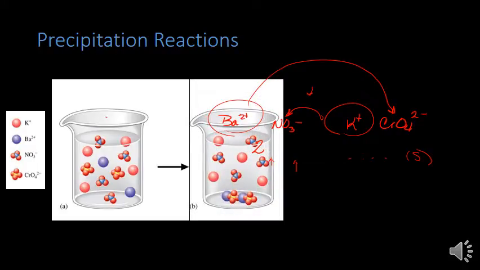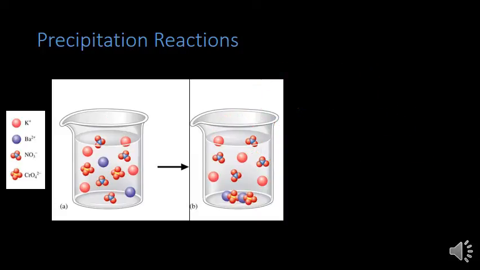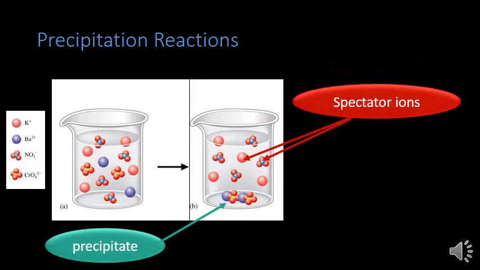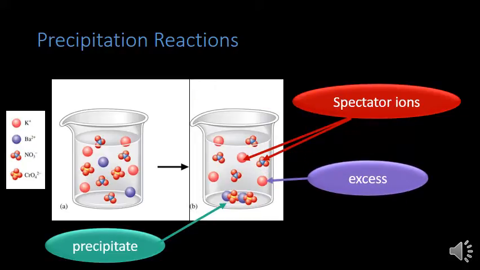Couple more vocab words that you really should know on here. I'm going to erase that ink because it's kind of in the way. So there's your precipitate, the barium chromate. These guys that aren't doing anything except watching the chemical reaction between barium and chromate, these guys are called spectator ions because they just sort of spectate. They watch the reaction.